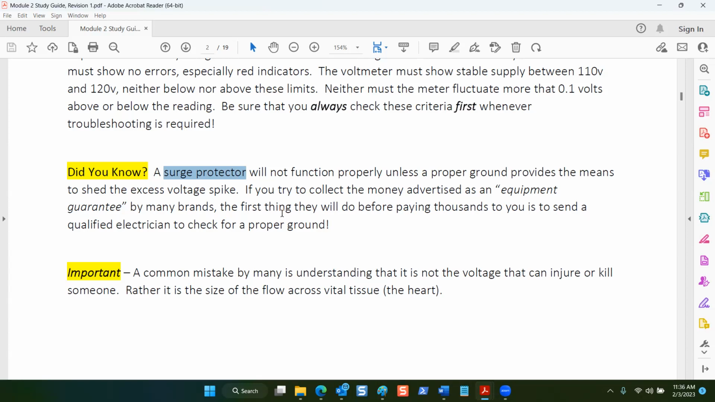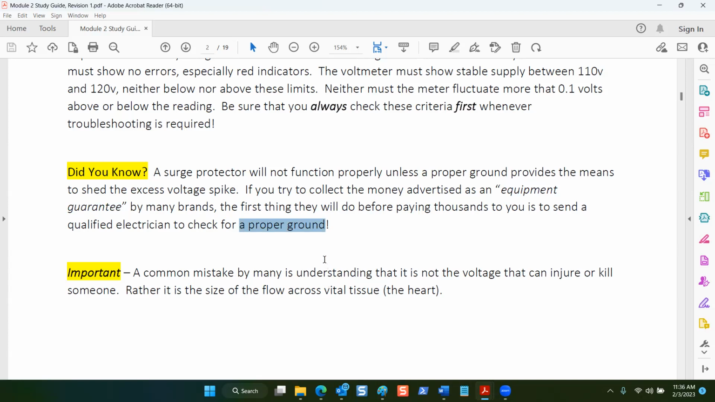Here's the thing. When that happens, and you try to collect to replace your flat screen TV and your stereo and your entertainment center and your gaming console and your Wi-Fi router, the first thing they're going to do is send a qualified electrician out to your place, and what are they going to check for? A proper ground. And do you think the company's going to pay $10,000 if there's a problem with the ground? Yeah, that insurance policy has some fine print, and it says, so we're going to send somebody out to assess. That's just important to understand.